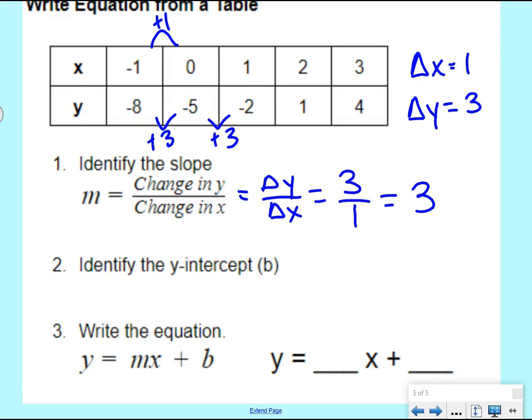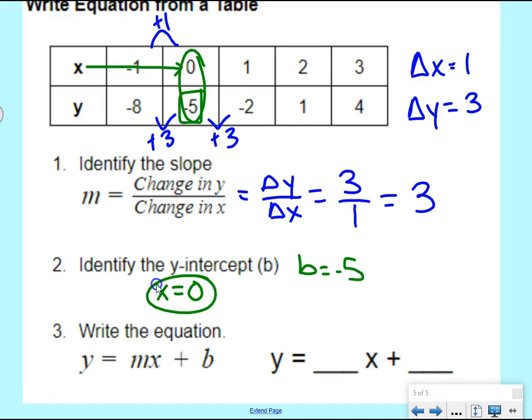Identify the y-intercept. So the y-intercept is when x equals 0. So we look at our table, we find when x equals 0, and we take the y piece. So when x was 0, y was -5, so our b is equal to -5. And then we just plug it into the equation. mx plus b, our m is our slope, 3. And our b is -5.